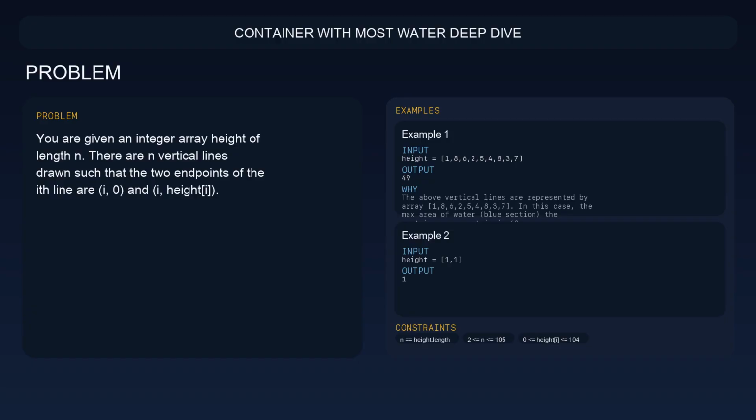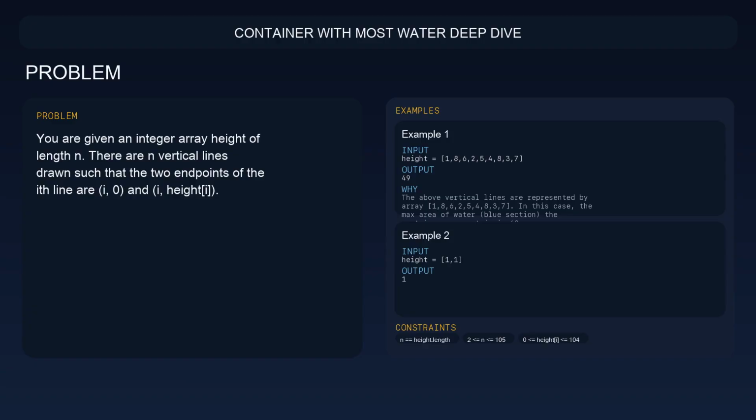You are given an integer array height of length n. There are n vertical lines drawn such that the two endpoints of the ith line are (i, 0) and (i, height[i]). Example 1 ends with answer 49. The above vertical lines are represented by the array [1,8,6,2,5,4,8,3,7]. In this case, the max area of water (the blue section) the container can contain is 49. Example 2 ends with answer 1.